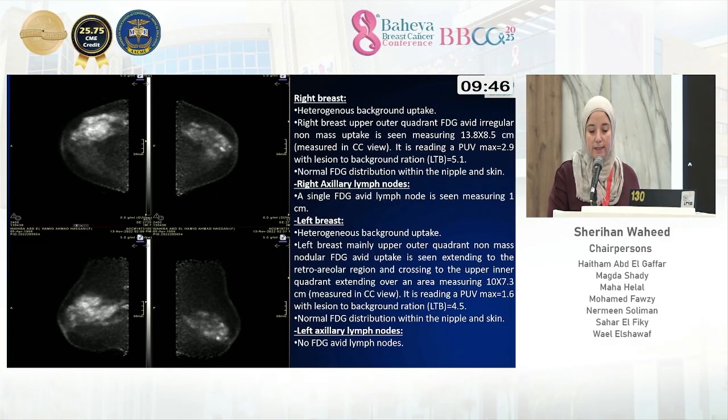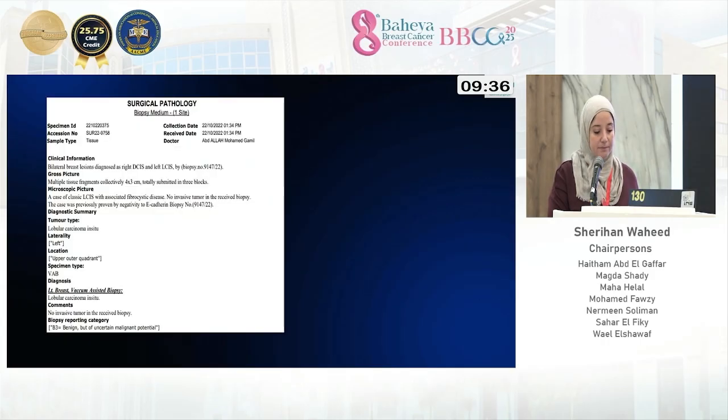PEM was performed, and it shows bilateral, extensive, irregular, non-mass uptake, which shows high avid reading, and is more evident on the right side. The true-cut biopsy first came back as lobular carcinoma in situ, and this was later upgraded on surgery to show an invasive component.